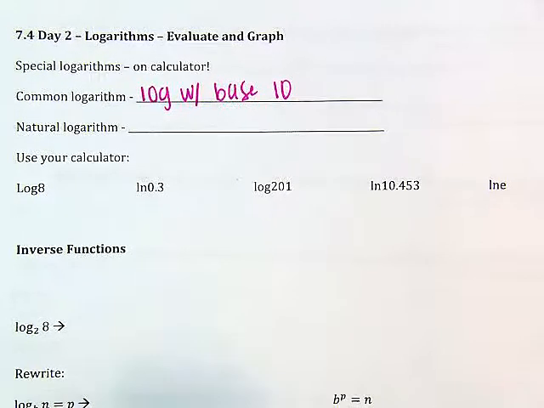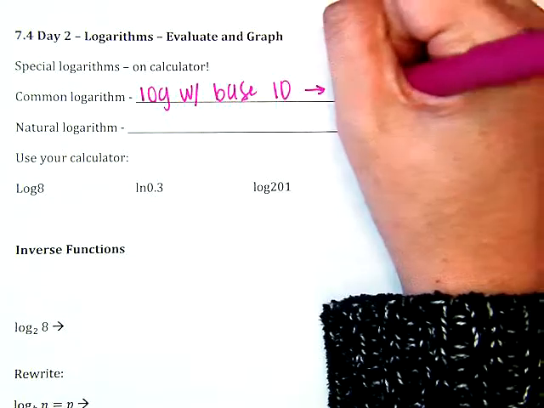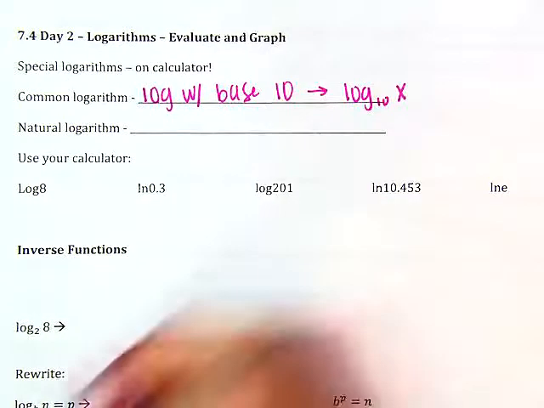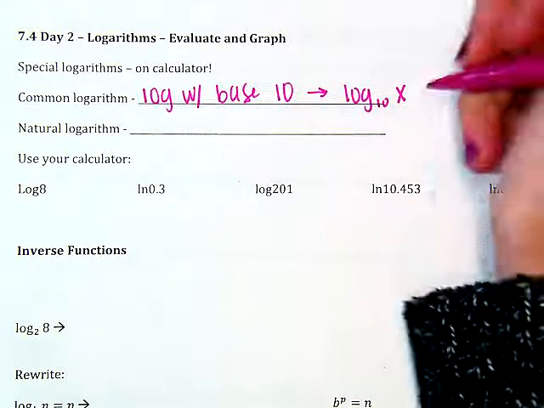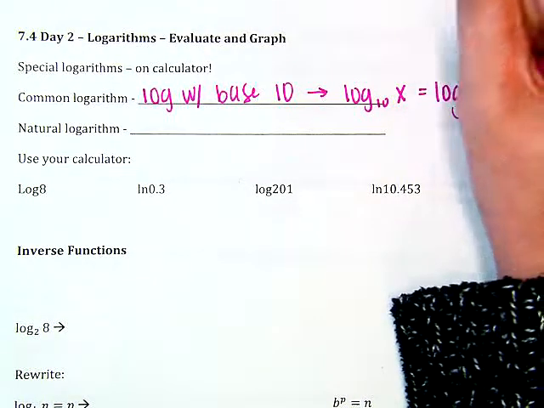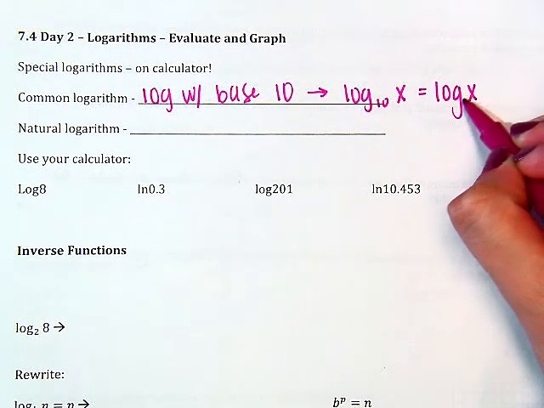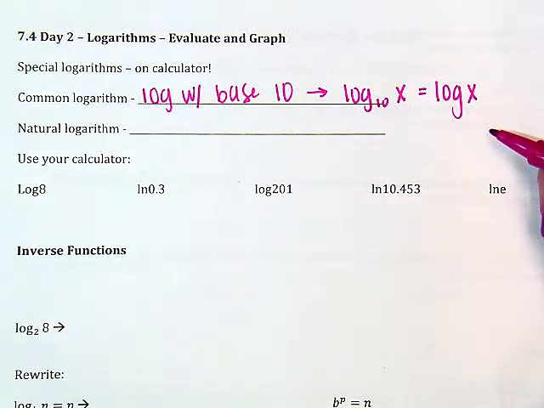It's base 10. And we kind of write that like this, log base 10 of x. The little 10 is down there. If there is no 10 written there, it's just log x, like there's no base at all, it's assumed that it's base 10.